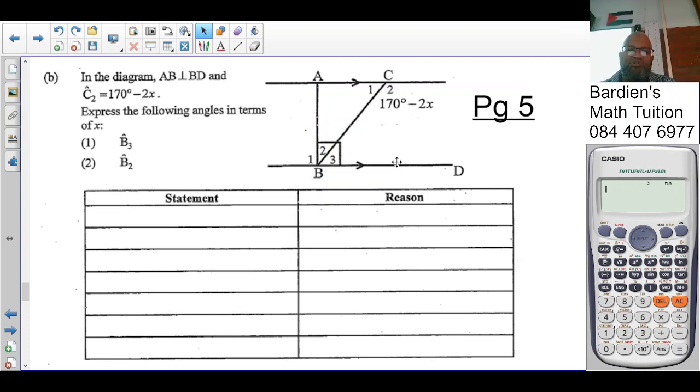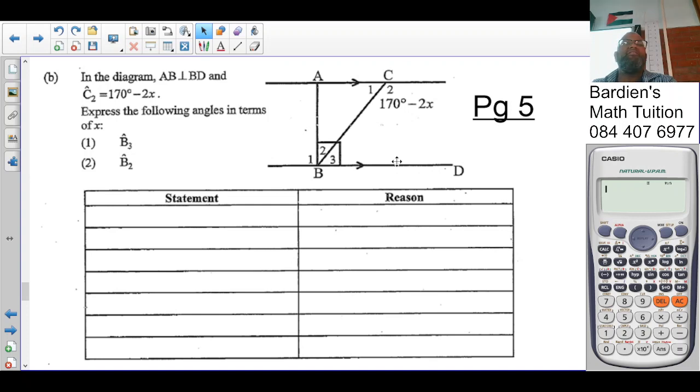And angle C2 is 170 degrees minus 2x. Okay, 170 minus 2x. This one's a bit different. The question says, express the following angles in terms of x. So what does that mean?